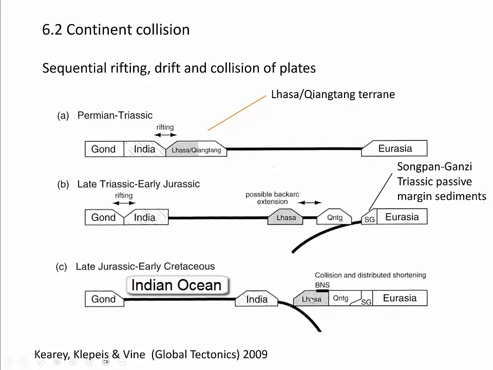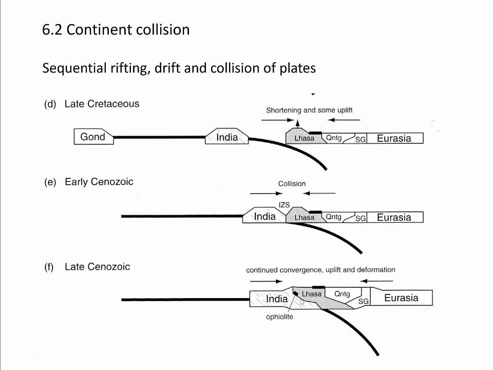Subduction is underneath the Lhasa terrain, and we would have seen in the Lhasa terrain an Andean-type plate margin at the time. In the late Cretaceous, the shortening and some uplift occurs in the context of the formation of this Andean-type margin, and eventually in the early Cenozoic, the collision between India and the Lhasa terrain reunites continental entities that had been separated for several hundred million years.